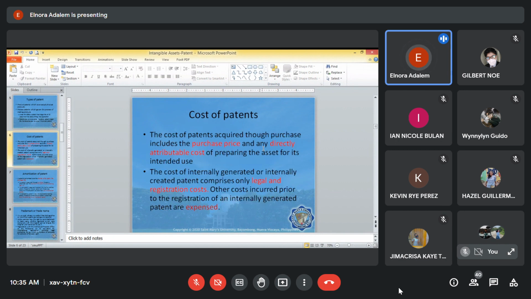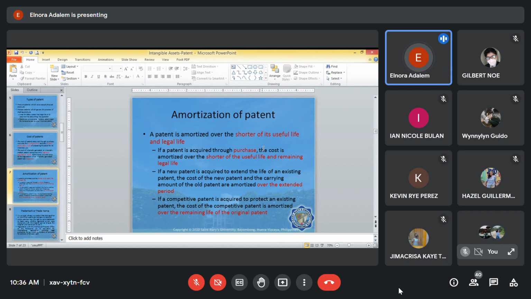Now the cost of patents will depend on how they are acquired, similar to your PPE. When they are acquired through purchase, the cost will include the purchase price and directly attributable costs, all necessary costs before they are put to use. How about for those internally generated patents? Only legal and registration costs will be part of the cost of the patent. All other costs incurred prior to the registration will be recorded as an expense.